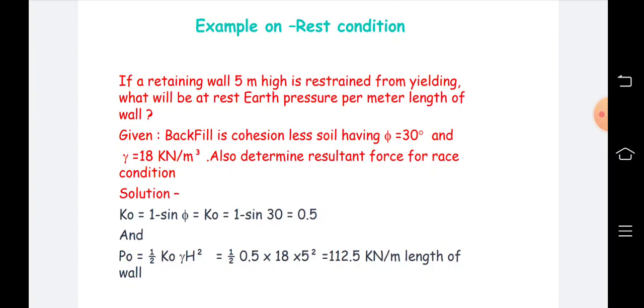Now we know the k0 formula: k0 means 1 minus sin of phi, that is 1 minus sin of 30. This is our k0, the coefficient of earth pressure at rest, and now we have to calculate the resultant force. We know the total earth pressure formula: 1/2 k0 gamma h square, that is 1/2 into 0.5 into 18 into 5 square, that is 112.5 kilonewton per meter length of the wall.